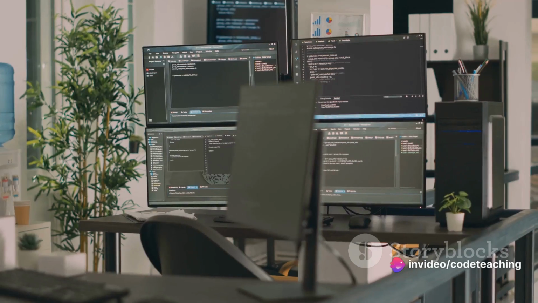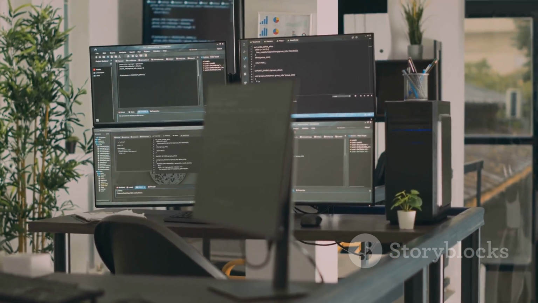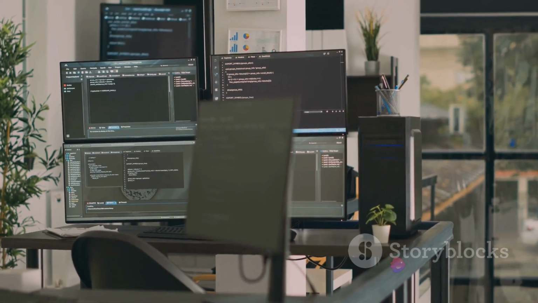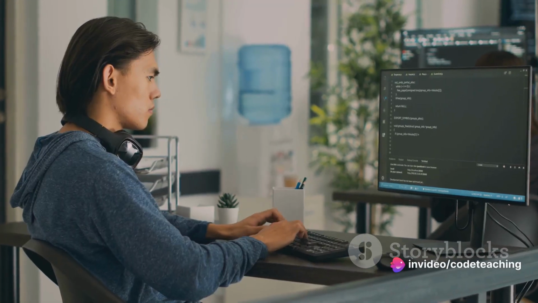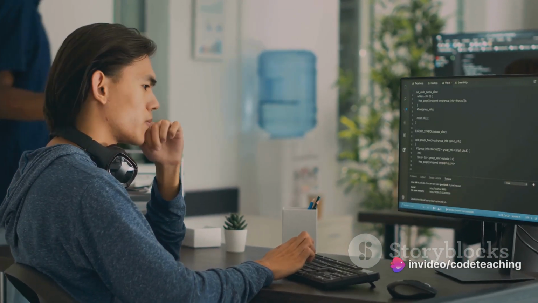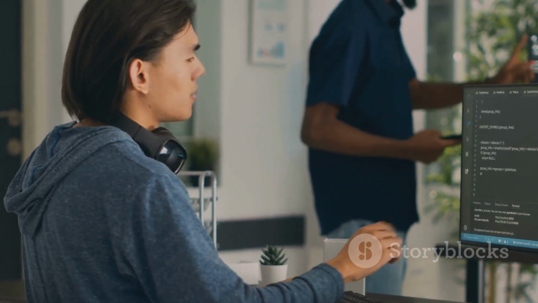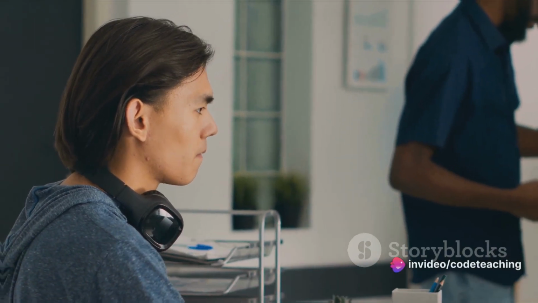In today's world, SQL's widespread use is undeniable. It's the go-to language for managing and analyzing data in databases, playing a crucial role in data-driven decision-making. From tech giants to startups, from finance to healthcare, SQL is everywhere, shaping our digital world by turning raw data into valuable insights. SQL has truly stood the test of time, becoming a cornerstone of data management.